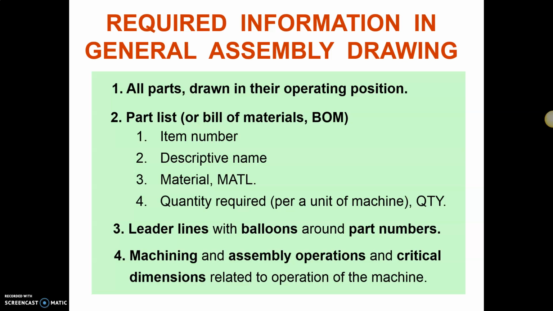And some information is required in the general assembly drawing as listed here. What I want to highlight is the bill of material, which we call BOM. It should include the item number, the descriptive name, material, and the quantity required. And this is something that needs to be provided for the general assembly drawing.